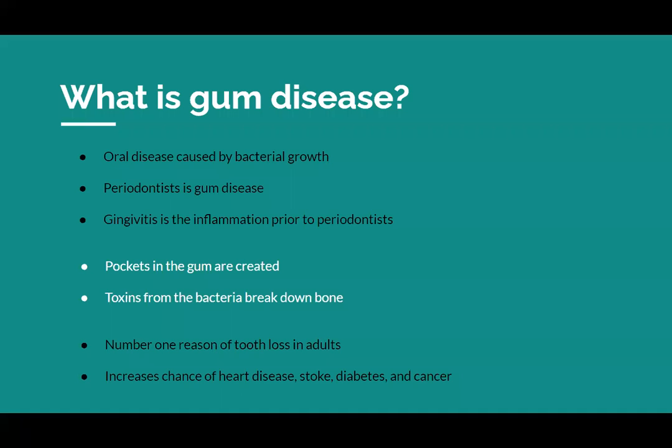So how it works is bacteria grows on the gum line or on the tooth, and this causes pockets because of the decay. Toxins from the bacteria are brought out, which breaks down the bone and the tissue beneath it. And this is the number one reason of tooth loss in adults. Besides the teeth, it also increases the chance of heart disease, stroke, diabetes, and cancer. This can lead to death in some people.